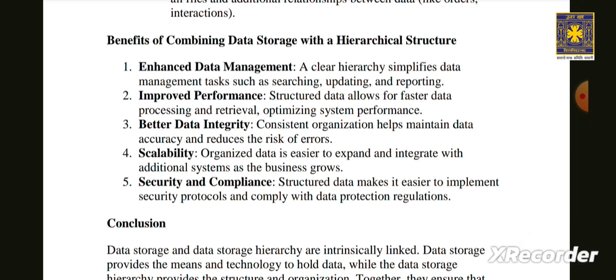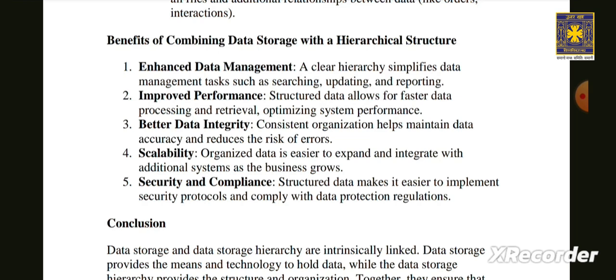Then it can be beneficial in terms of better data integrity. Consistent organization means better data integrity. When data follows a hierarchical structure, it is less prone to errors. Each piece of information is where it should be, maintaining accuracy across your records. This reliability boosts trust in your business data.